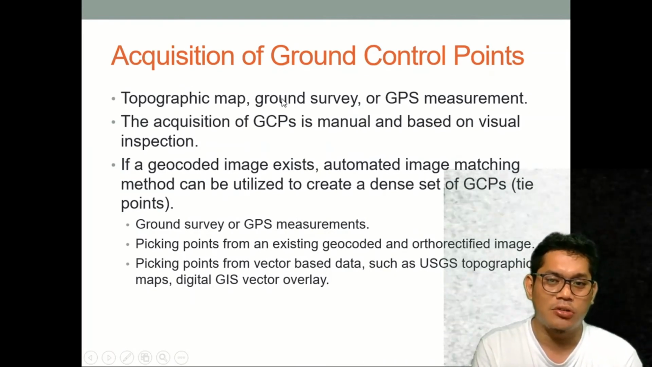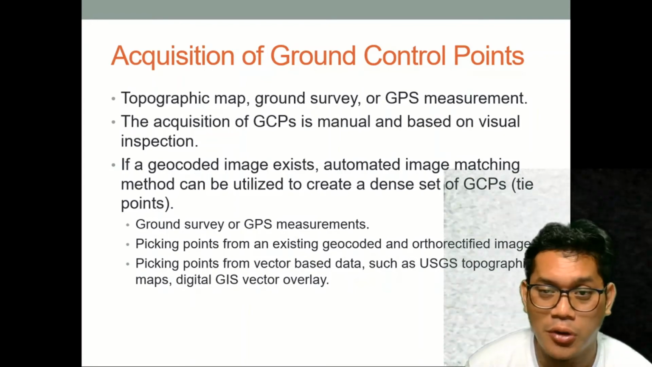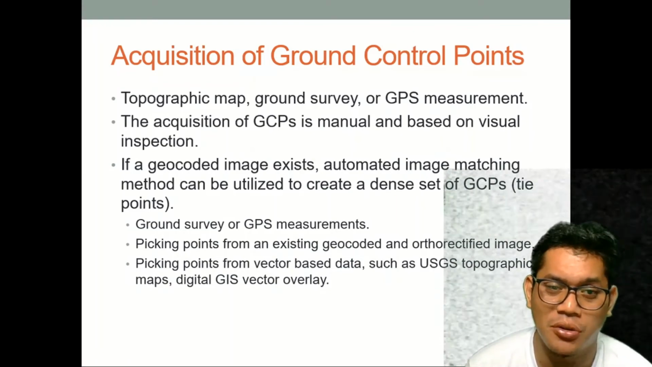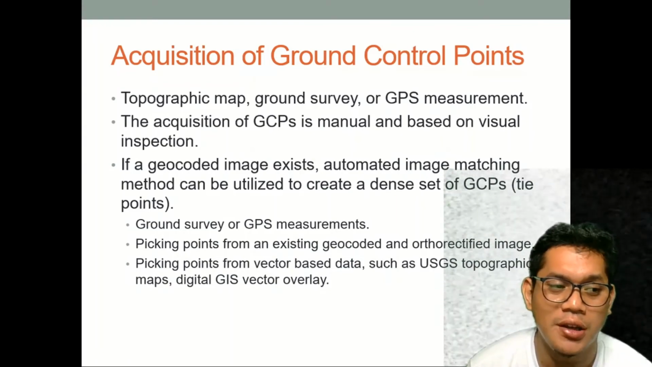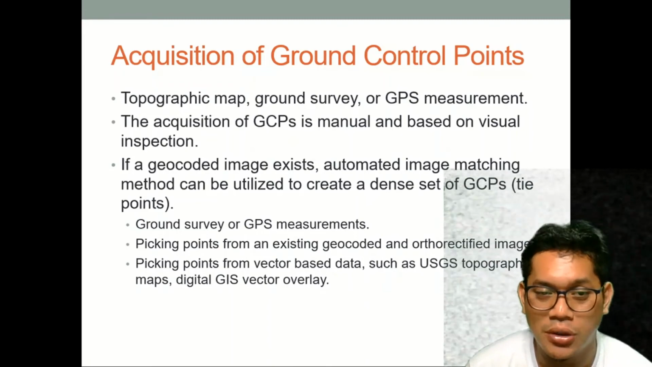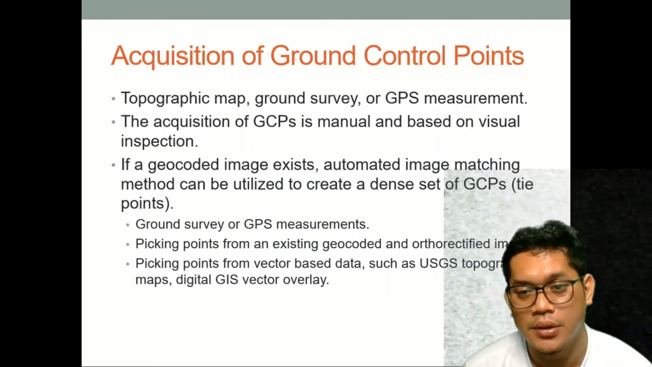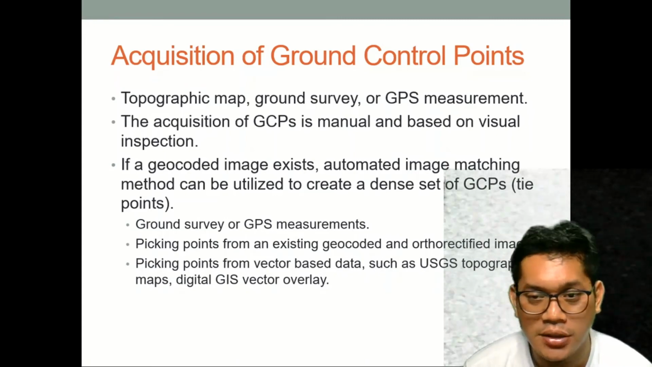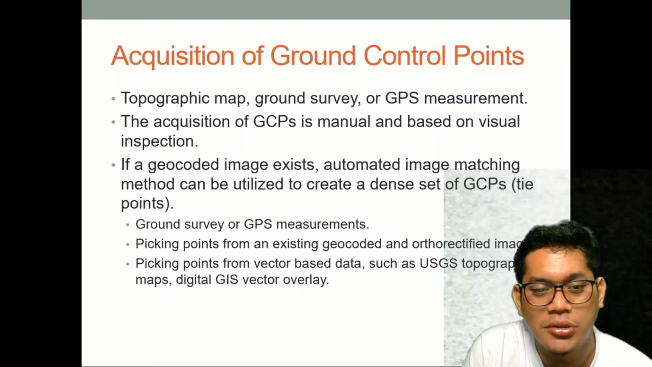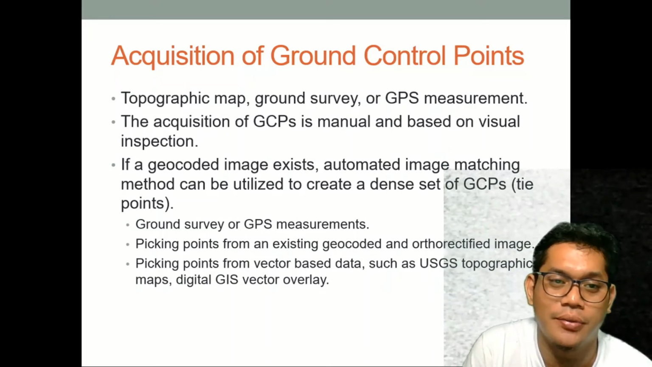So acquisition of the ground control points could be based on the topographic map or survey maps, and the good one would be based on GPS measurement. The acquisition of GCP is manual and based on visual inspection. That's why it's good that if you are the one who goes for the GCPs, you are the one who does the georeferencing, because you have the experience and the familiarity of the area. Okay, if a geocoded image exists, automated image matching can be utilized. However, the best one will be the ground survey or GPS measurement. That's the best one, but the others will be some alternatives.